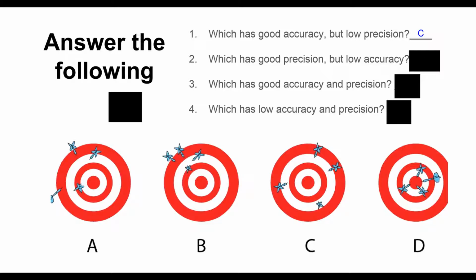All right, so good precision but low accuracy. It's going to be letter B. Looking at letter B, you can see that our darts are pretty close to each other. They're all within the same spot, but they're not really near our target. So we were consistent in the fact that all of our darts are in the same spot, but they just weren't where we wanted them to be. All right, question number 3, which has good accuracy and precision?